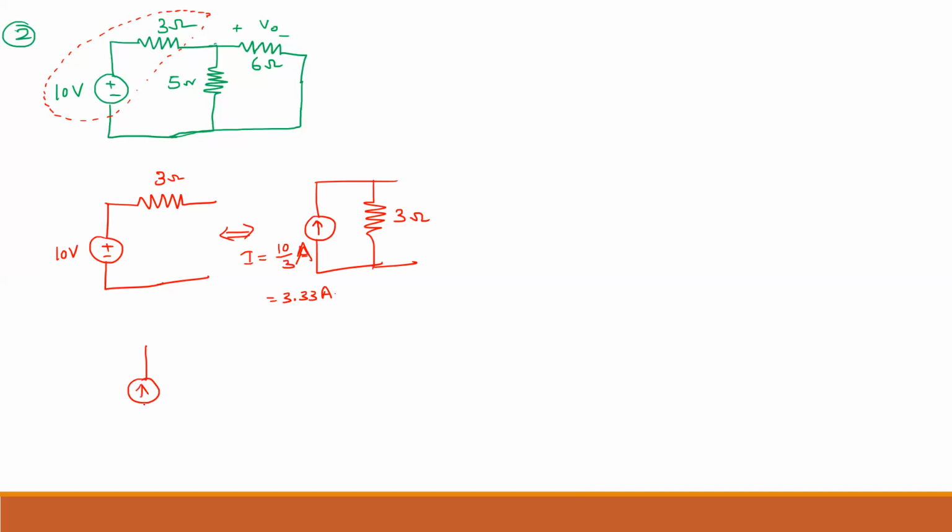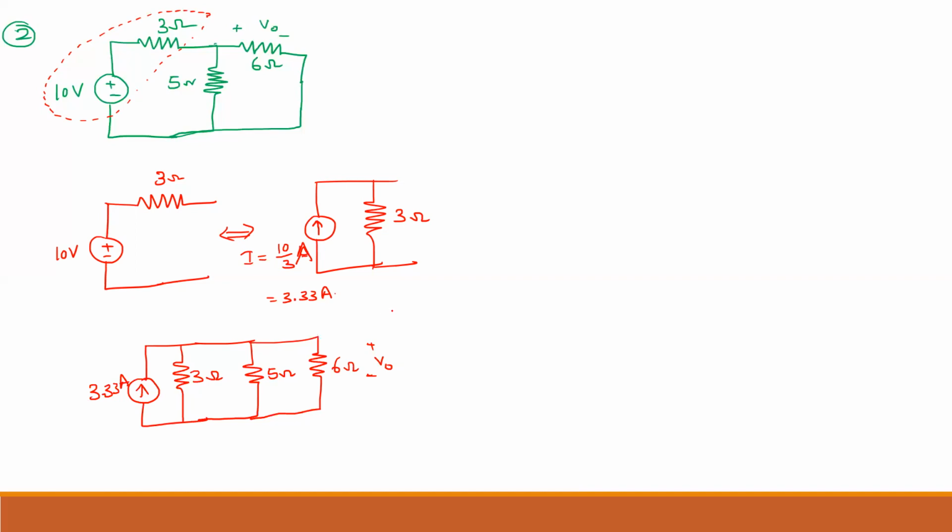Here, the current source with a parallel resistance of 3 ohms. Current source is 3.33 amperes, 3 ohms. And I'm not disturbing the 5 ohm resistor and the 6 ohm resistor. I have to find the voltage across the 6 ohm resistor. This is my V naught.